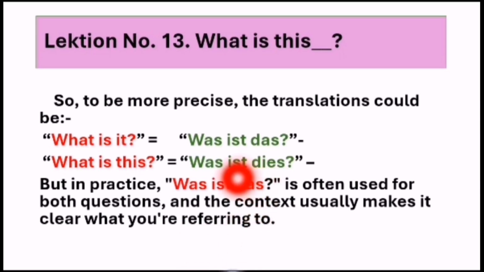So it means that we are not using was ist dies. Was ist das is enough for both these questions. Okay? If you say in German what is it, you can say was ist das. And if you want to say what is this, you can also say was ist das. So no big problem here. We can use this sentence was ist das for both these English sentences. Don't say was ist dies because you can use it in a book or in very formal situations, but for beginner students, was ist das is sufficient for speaking German.